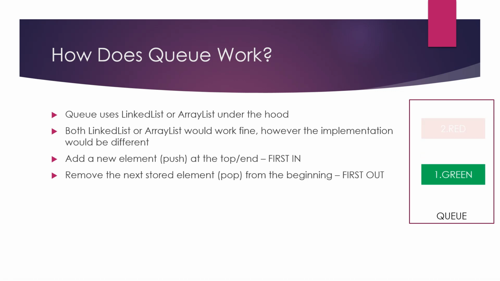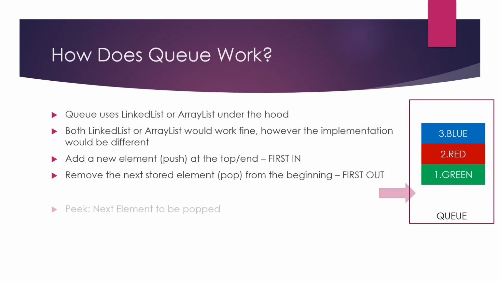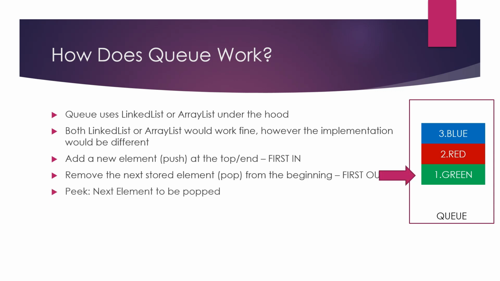There is also another operation that can be used in the queue, which is peek. What is peek? Peek is the next element to be popped. The next element to be popped is considered the peek. So it's just a simple operation. We're just going to look at the first element that should be popped, which is the first element. That's basically how a queue works.